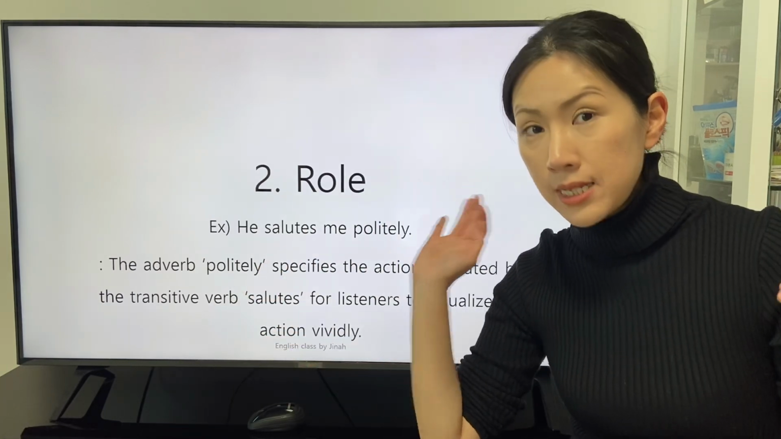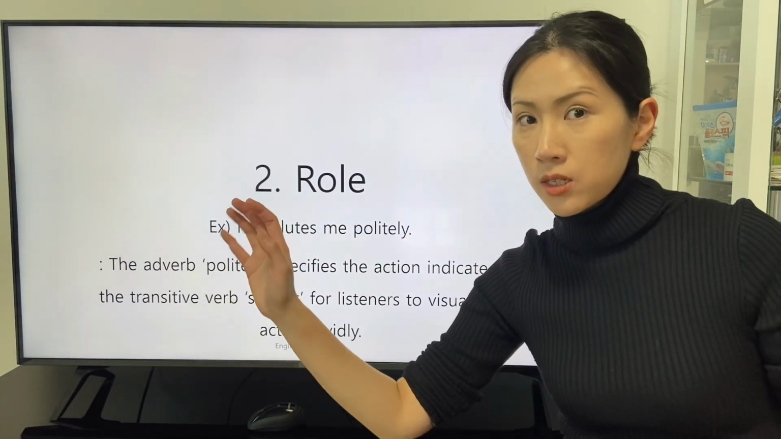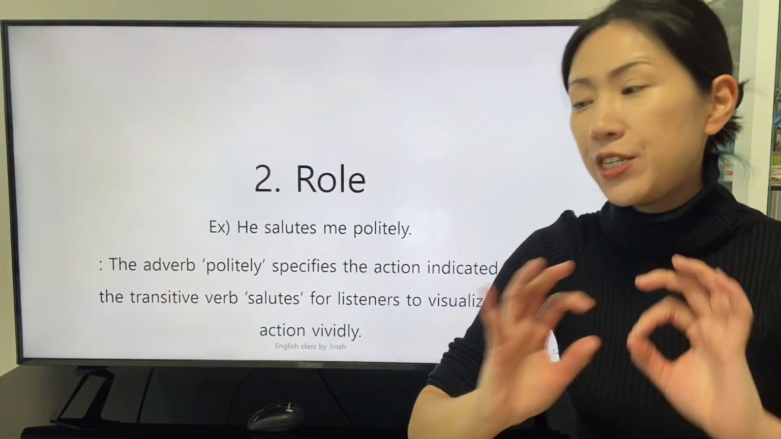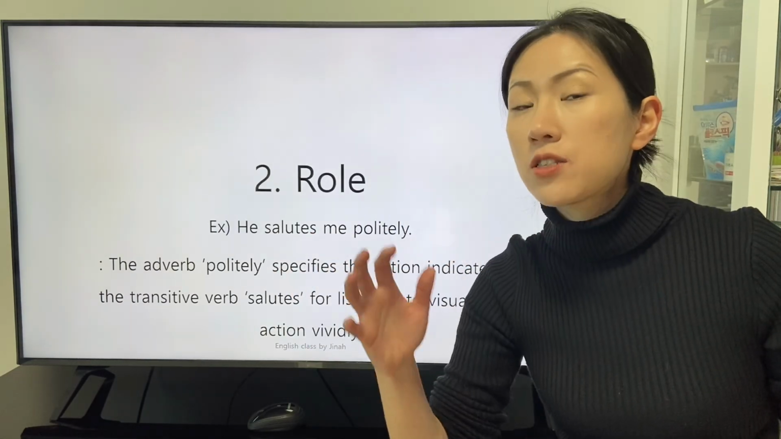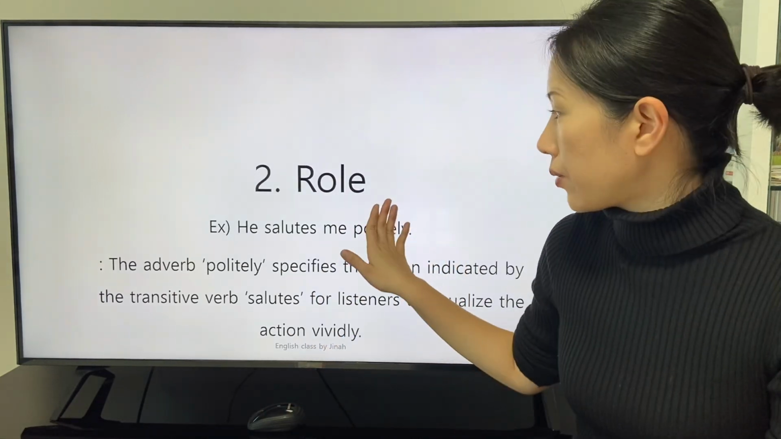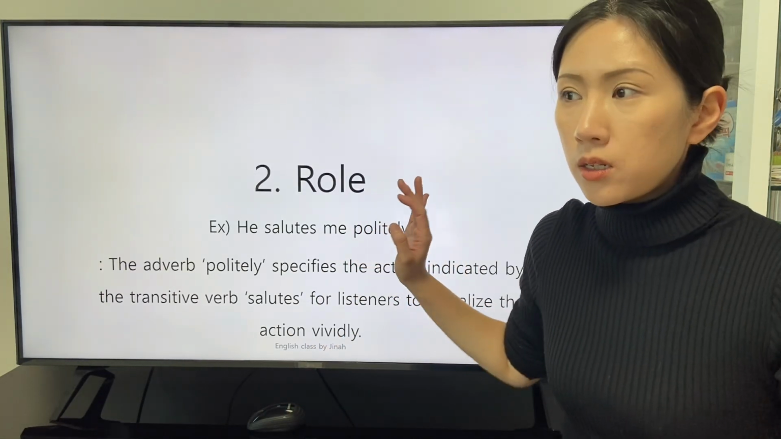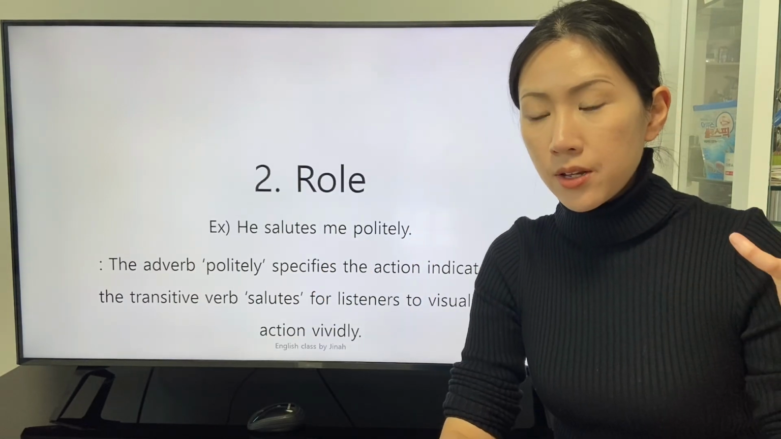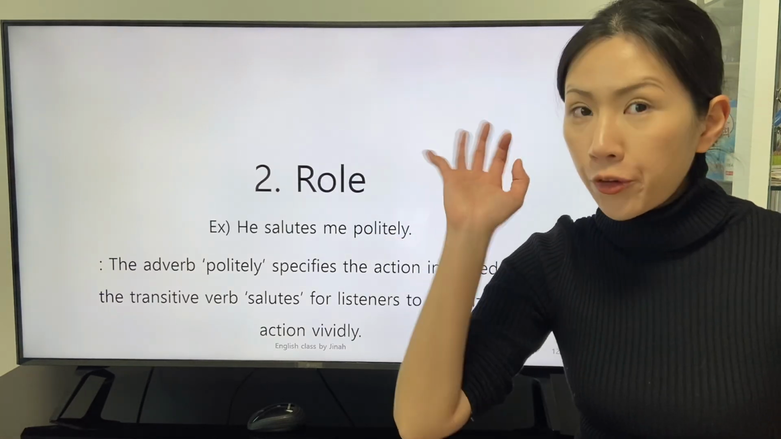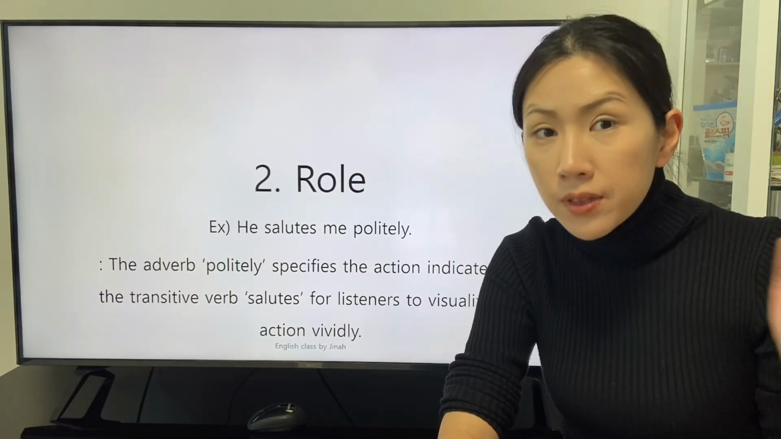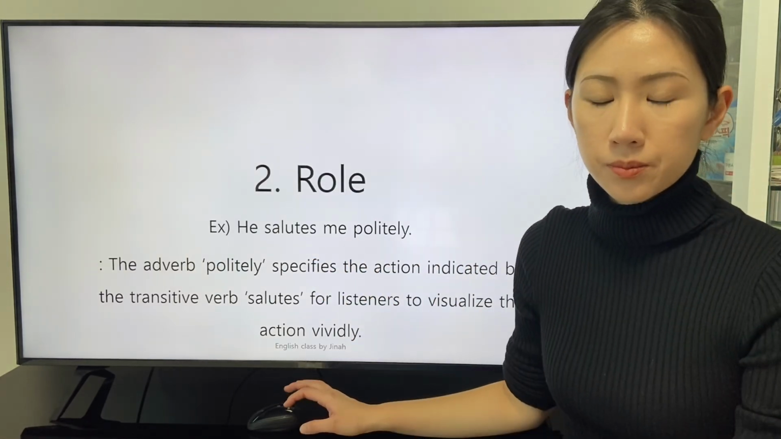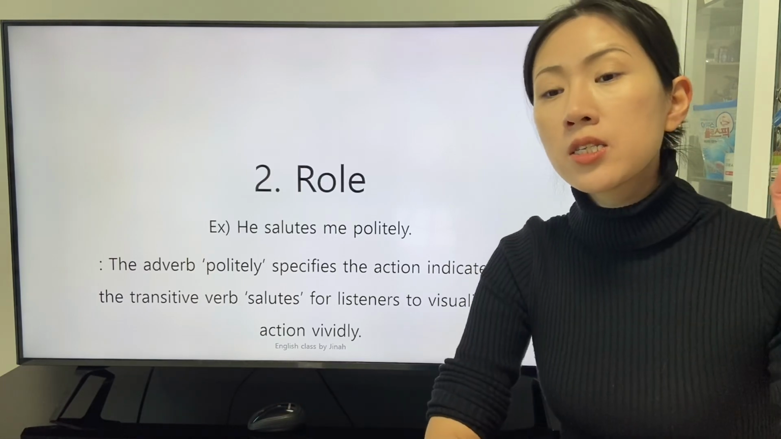We didn't see the condition in which the subject performs the action, but we can even visualize the condition of the subject. So what if there isn't the adverb? He salutes me. The clause conveys the intention of the speaker, but we cannot understand the condition vividly like this clause with the adverb.